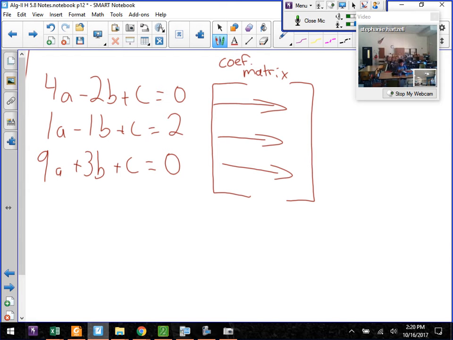3 columns, right? So what I'm going to do here is take the coefficients of these 3 equations. My coefficients are 4, -2, and 1 going across. 1, -1, and 1. 9, 3, and 1.